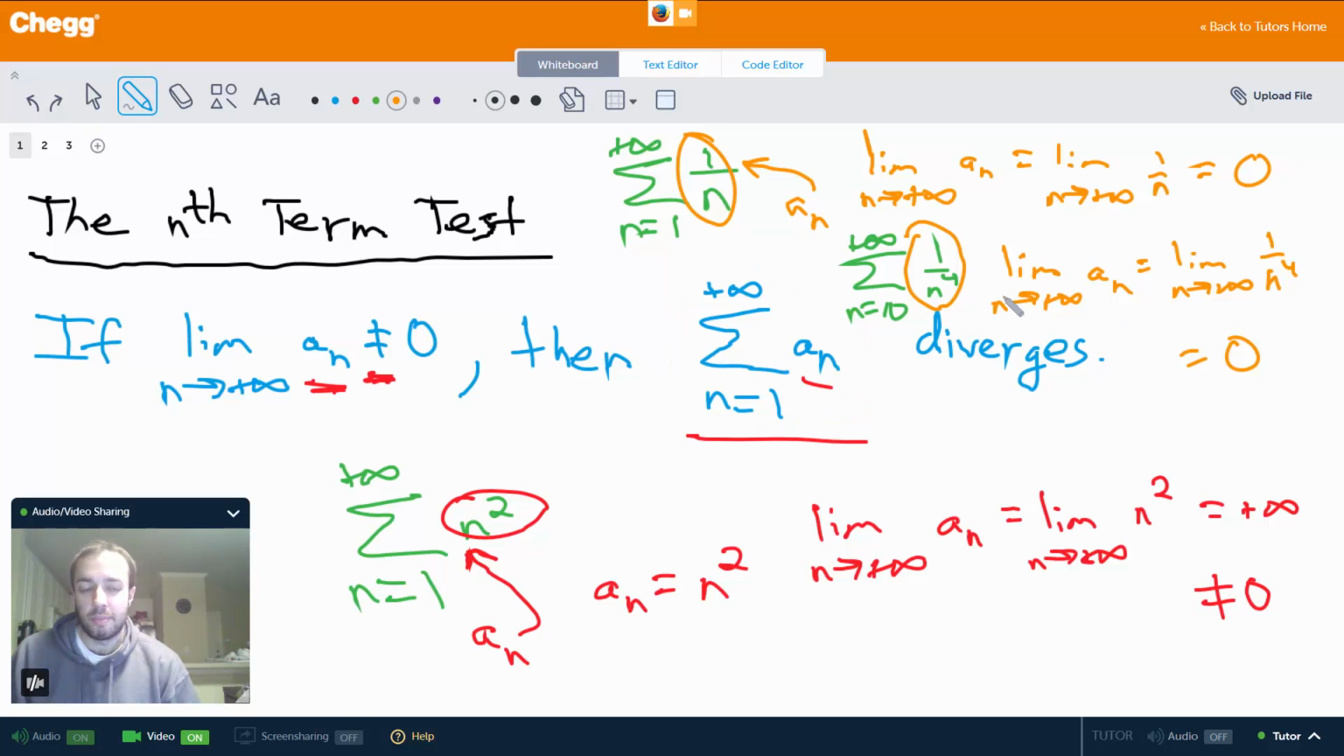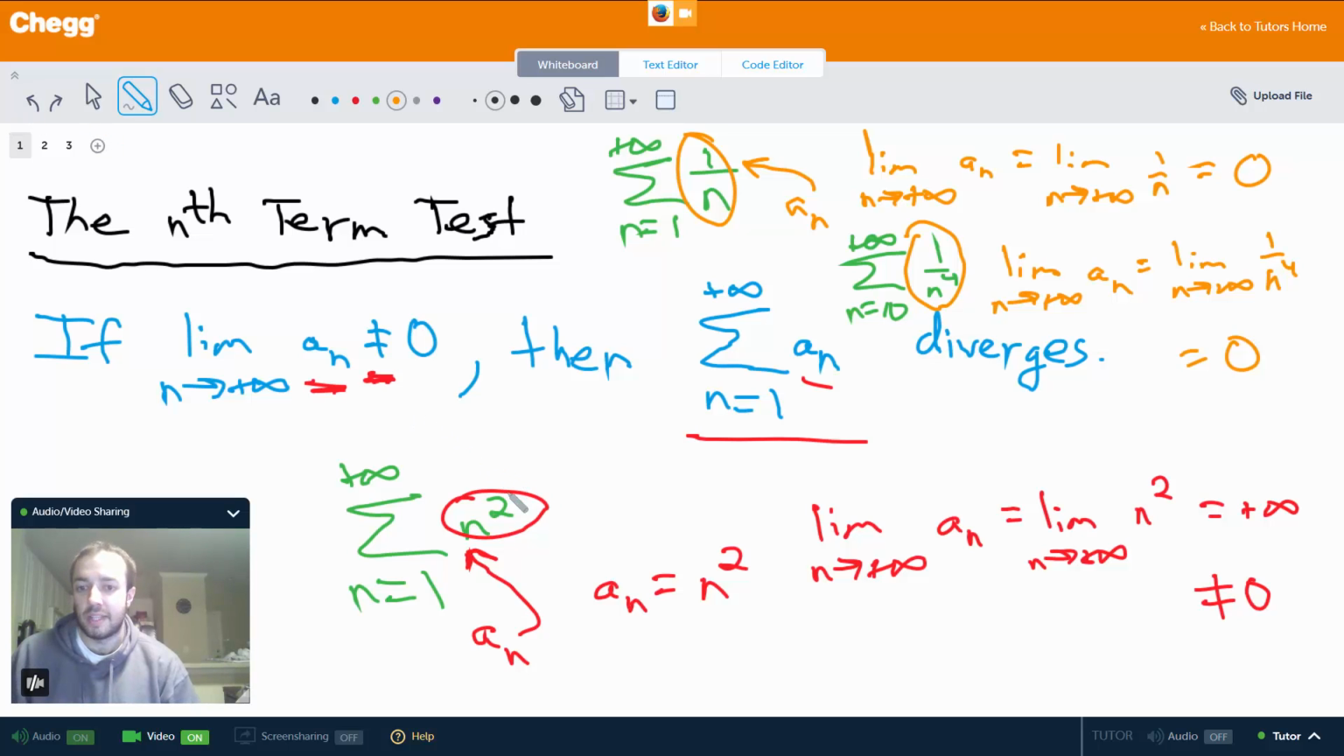And here we see that the limit of the sequence is 0, so the nth term test doesn't help us. And just as a side note, this series actually does converge. The reason I wanted to do these two examples is to point out that if the limit of the sequence is 0, then you might have a divergent series or you might have a convergent series. You'll have to do another test to figure out what's happening.